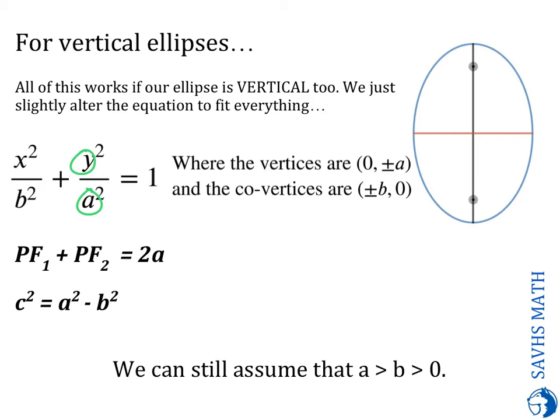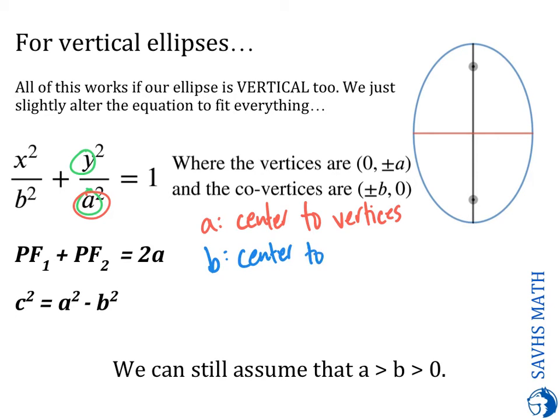Still, we have the same rules about what a and b are, so I'm going to write those again. A is my distance from the center to the vertices, and b is the center to the co-vertices.